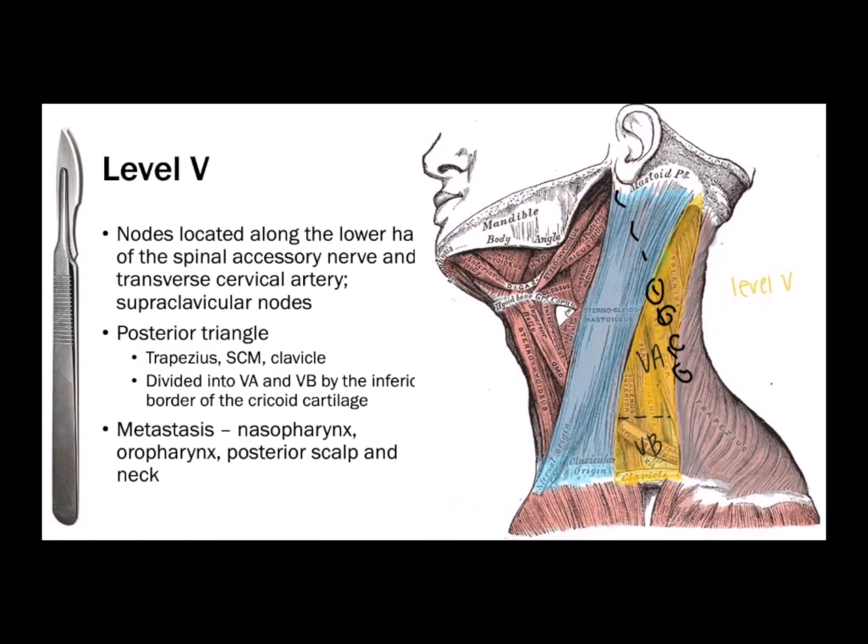So metastasis in the 2 level 5 areas are going to be from the nasopharynx and the oropharynx. So those would be up here in the level 5A area, as well as some of the posterior scalp and the neck.